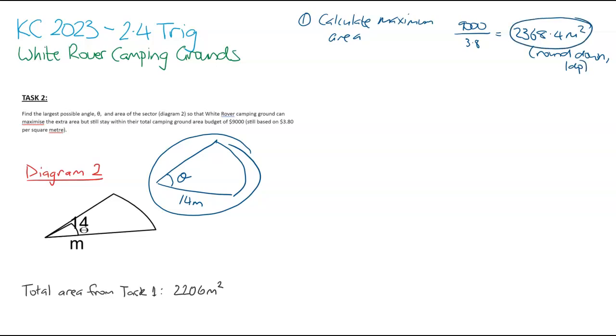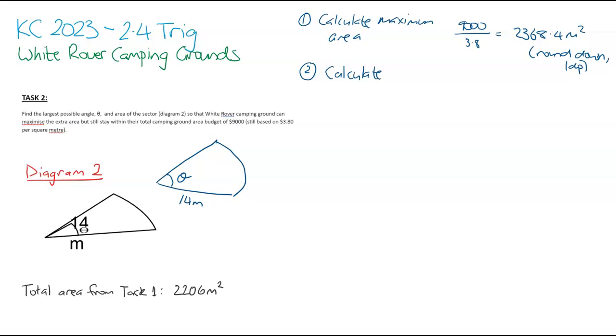So what that means is the area of diagram 1, the original campground, plus the new sector, combined, has to be that number or less to make sure they are still meeting their $9,000 budget. So step number 2: I already know part of the area, so the leftover area is going to relate to the maximum area of the sector.